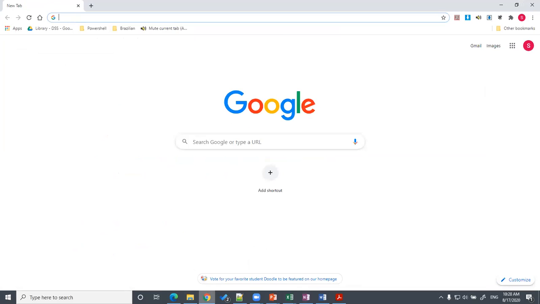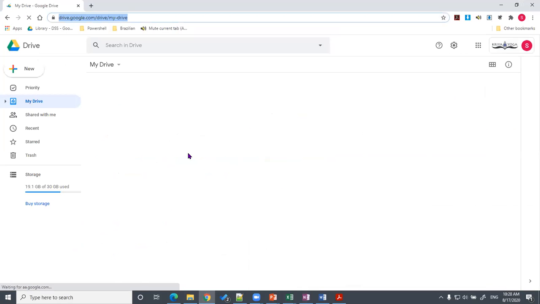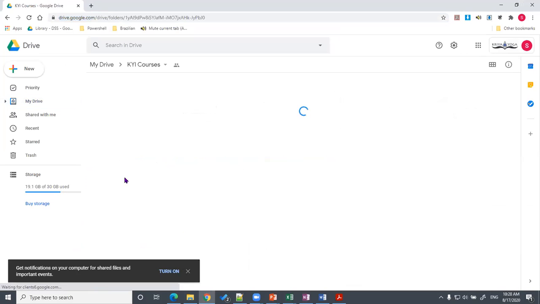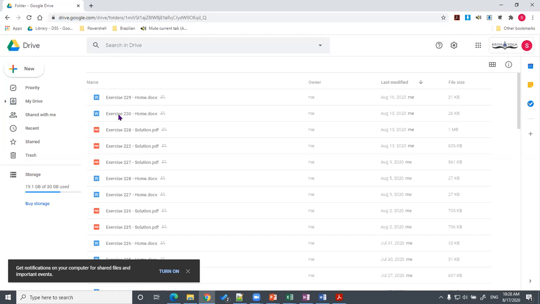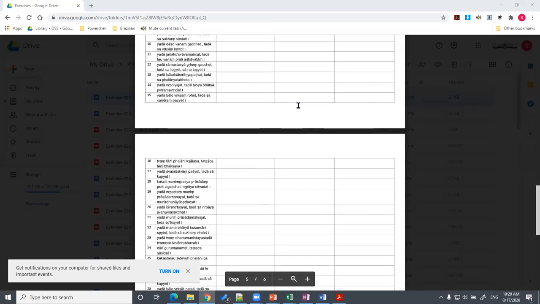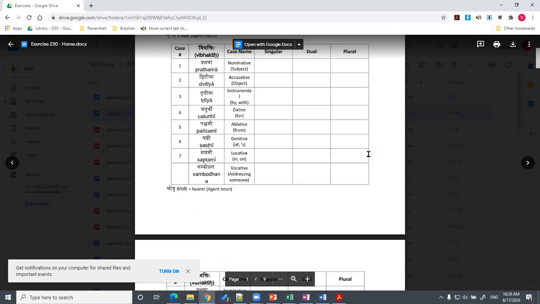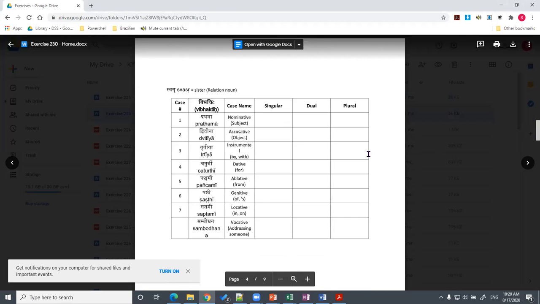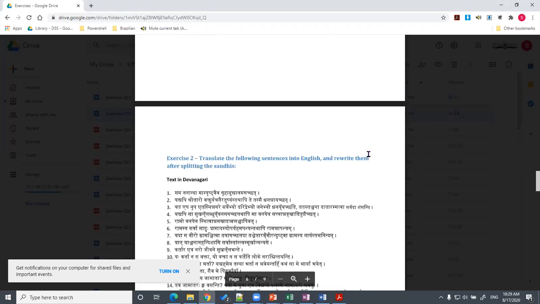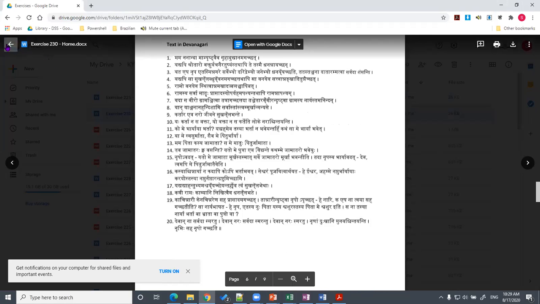I'll show you the exercise which we are having. I have already posted the exercise on the drive. So 229 and 230, these are the two homework exercises. This one is from lesson 12 of Sanskrit Subodhini, and that one is from lesson 13. Lesson 13 was related to some of the forms and vibhakti we already did in the previous classes. So please submit these exercises. They will help you a lot to understand the concepts which we discussed today.